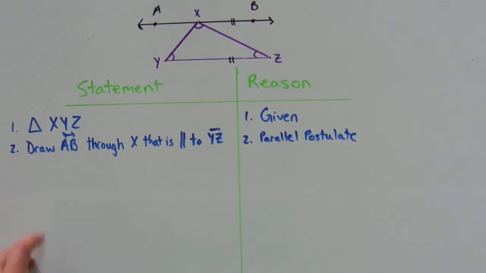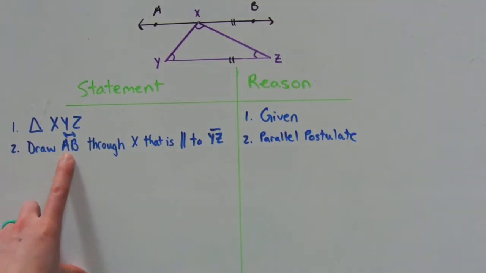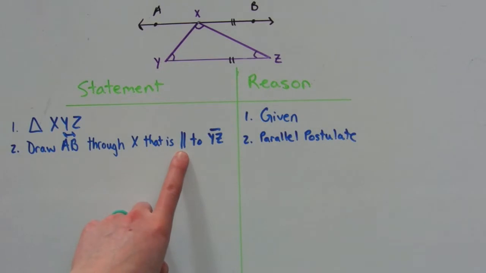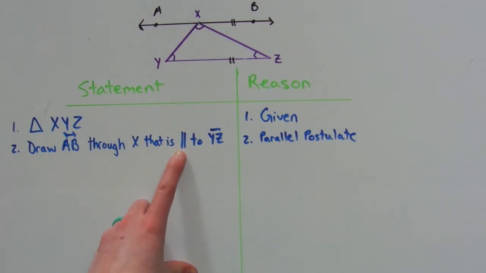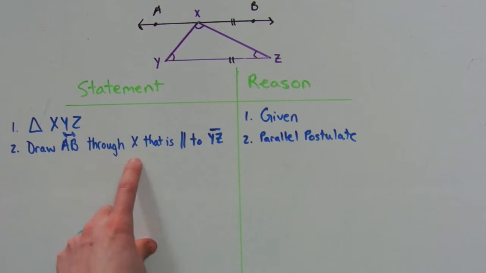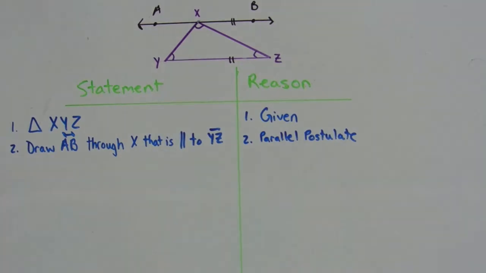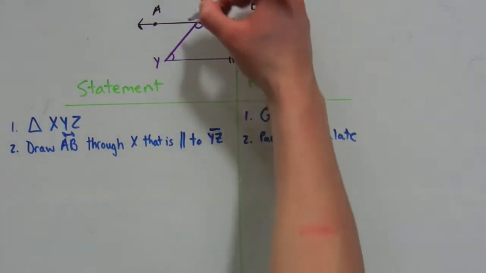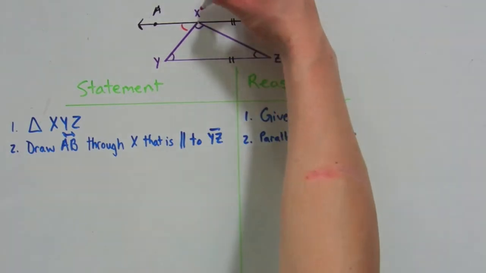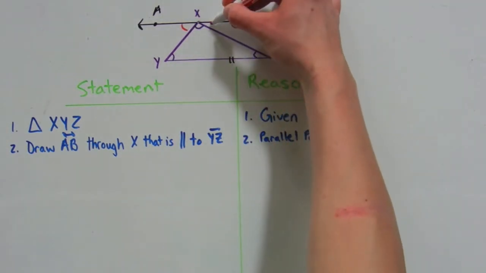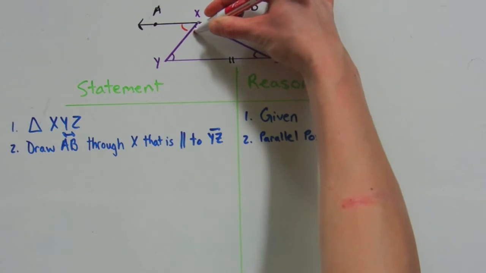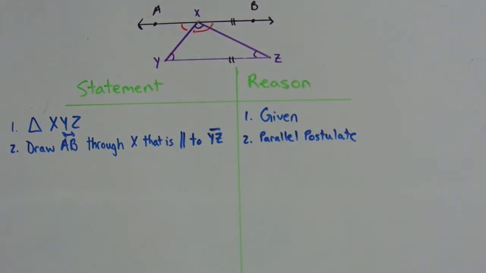So our second step, we drew a line AB through X that is parallel. Remember the symbol for the word parallel. So a line AB through X that is parallel to YZ. That is because of the parallel postulate. Now through that, we can see that we've created a linear pair. And the linear pair that we've created is between angle AXY and angle BXY.